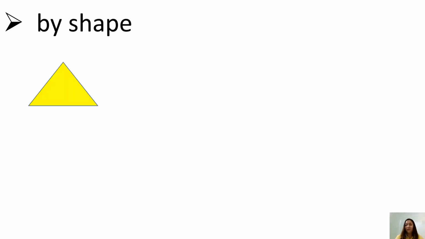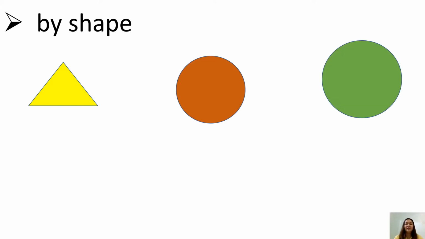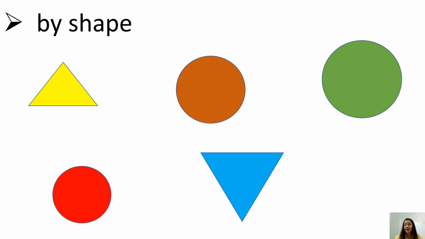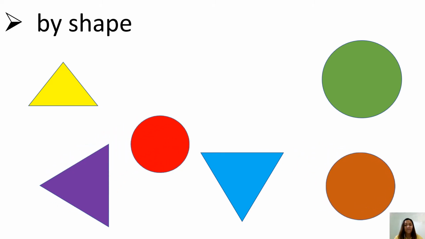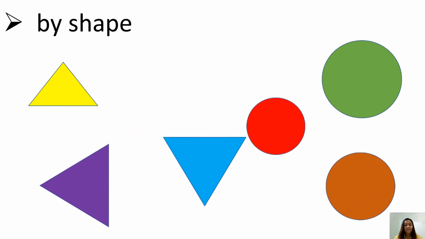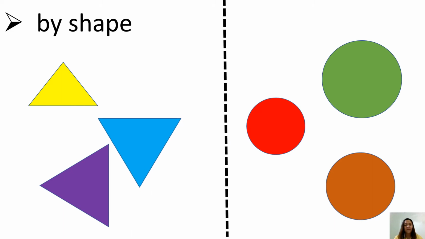Next is by shape. Triangle, circle, circle, circle again, triangle, and a triangle. Now, let's group the shapes by shape. So the shapes are grouped by shape.